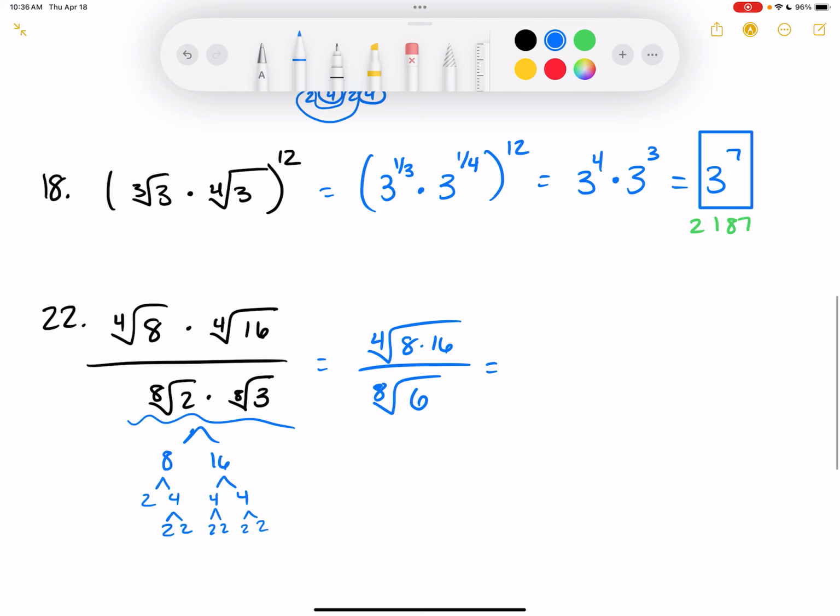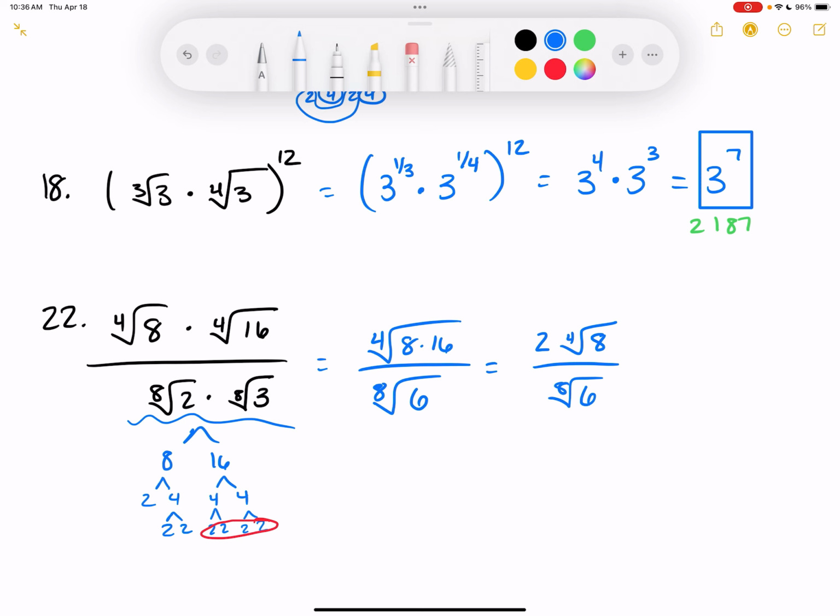So I've got 1, 2, 3, 4, 5, 6, 7 2s, so I can take out 4 of them and be left with 2 times 2 times 2 inside. So this will become on top 2 times the 4th root of 8 over the 8th root of 6. But I have a problem because I can't have a radical on the bottom. So I need to do something with this.